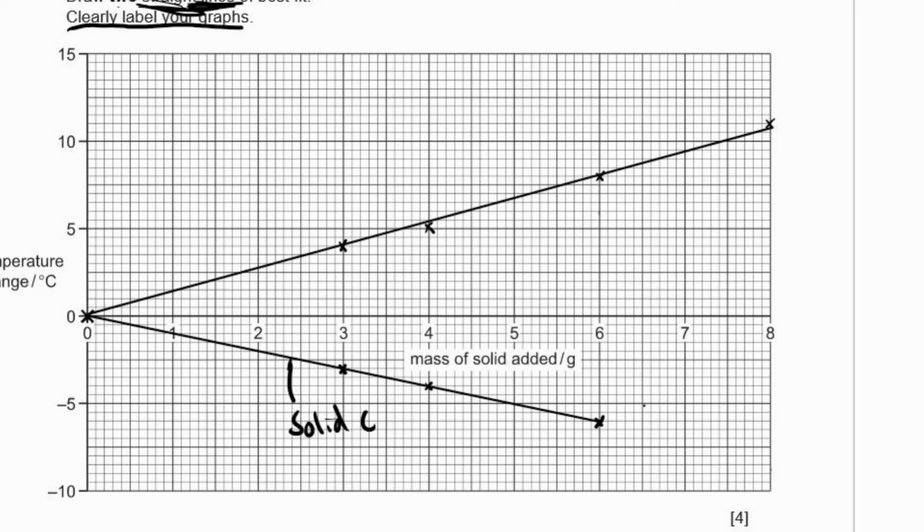Okay, for that one, it's this point here at 4, it doesn't quite hit it. It sort of misses the point at 8 grams, but it is a nice straight line. All right, your line of best fit doesn't have to include every single point. It has to include most of them and the average of most of them. All right, so this is solid D.